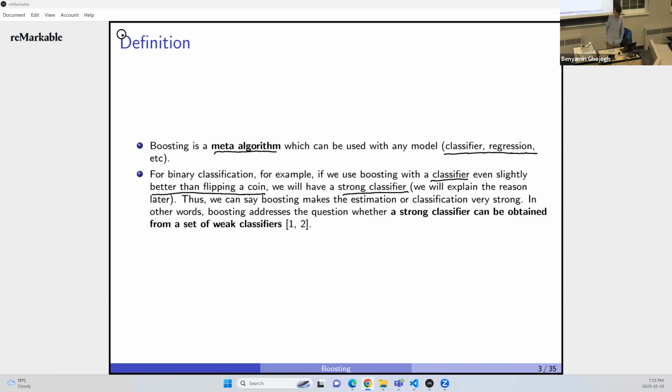Even 51. Interestingly, if you use several classifiers with accuracy 51, even slightly better than flipping a coin, and we use them with boosting, it works very well. The accuracy becomes maybe 80, 90%. Interesting. And we will see theoretically why this happens. Thus, we can say boosting makes the estimation or classification very strong. Hence the name boosting. It boosts them, right? In other words, boosting addresses the question of whether a strong classifier can be obtained from a set of weak classifiers.